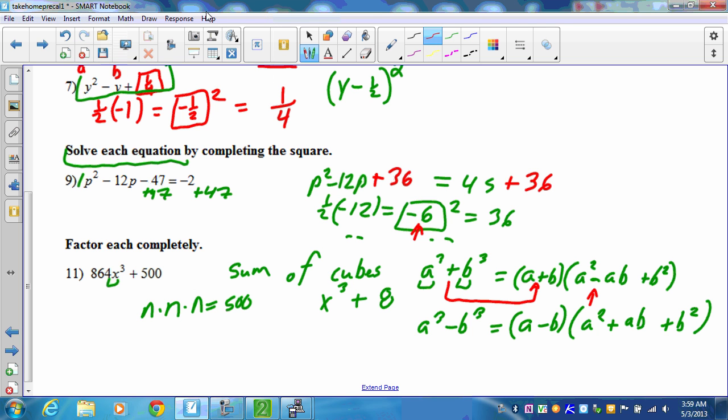Okay, so let's get back to number 11. Since we can't think of any numbers that multiply to get 500, you know, 10 times 10 times 10 is 1,000, but nothing equally will add up to 500. Let's just go back and make a factor tree out of this guy here.